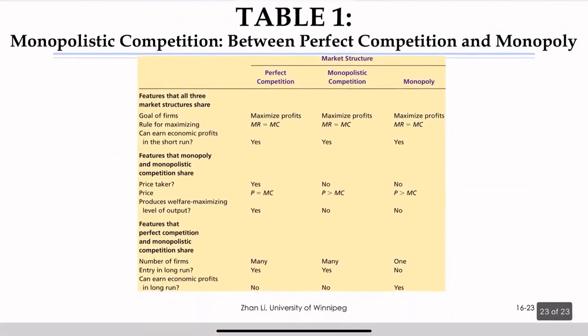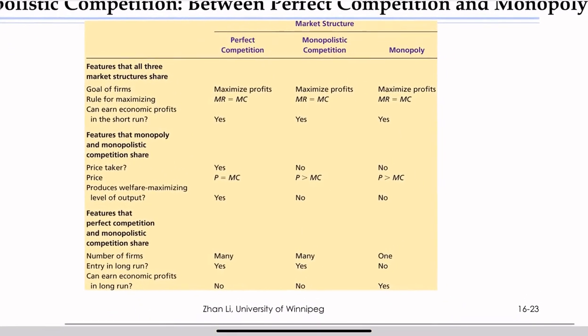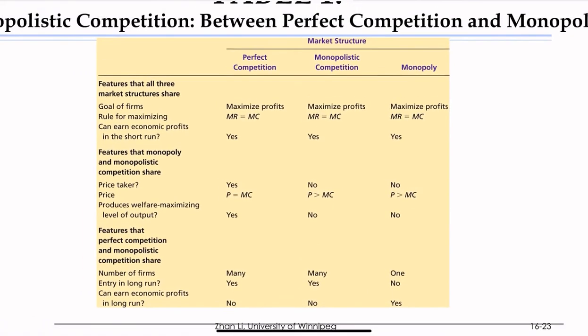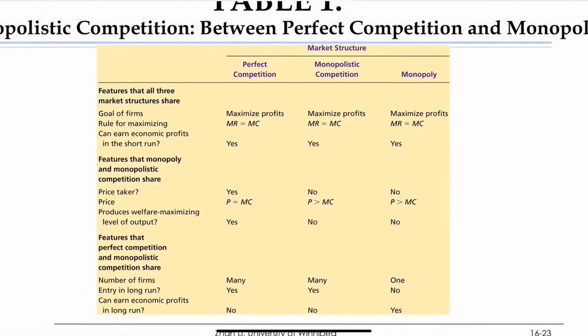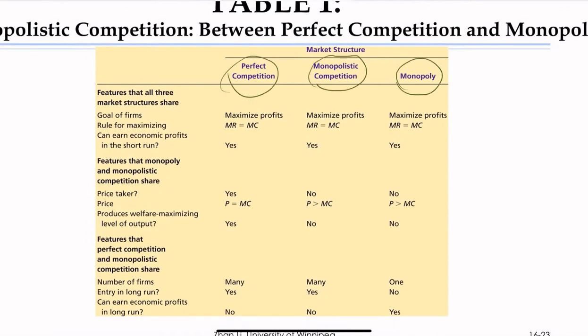Okay. Now this is a very nice table which summarizes the three different types of market structures we learned. Let's go through this table. So first, you can see that we have three different types of markets, right? Perfect competition, monopolistic competition, and monopoly.